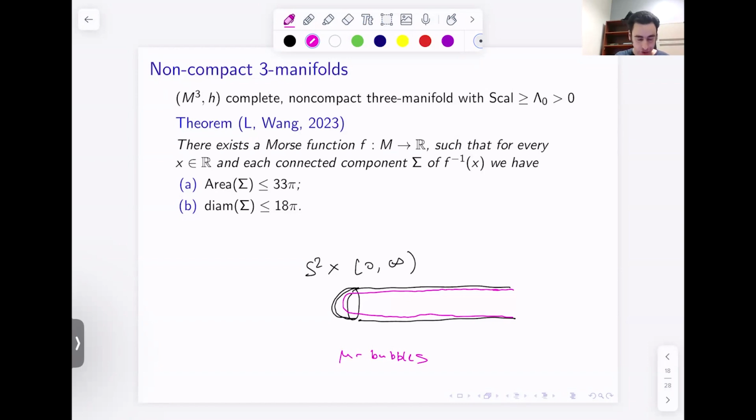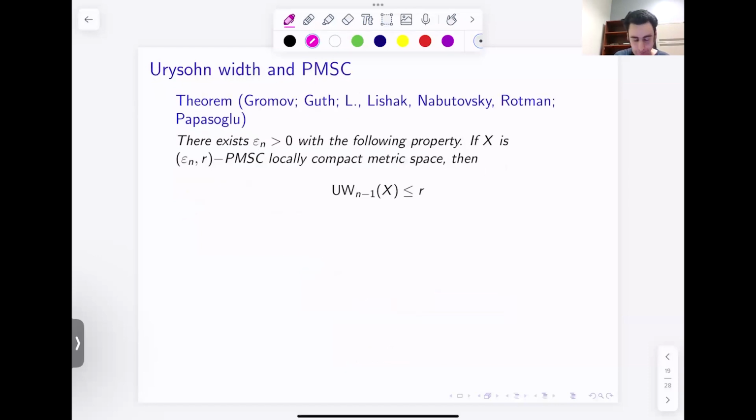Okay, so this is the situation in the three-dimensional setting. It has been quite difficult to try to push these methods to higher dimensional settings. But some inspiration came from the positive macroscopic scalar curvature world. So first of all, what can we say about the Urysohn width of manifolds with positive macroscopic scalar curvature or metric spaces with positive macroscopic scalar curvature?